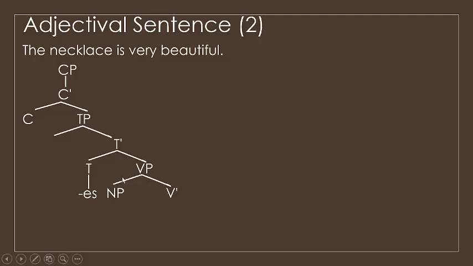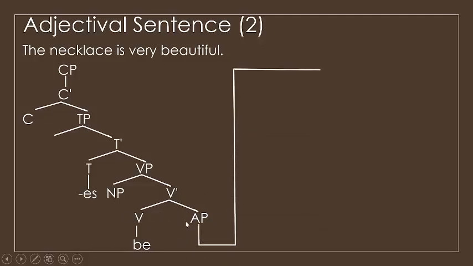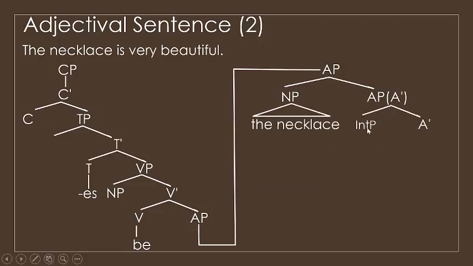And then the VP here branches into NP and V bar. And the V bar here branches into V and AP. So the adjective phrase in the necklace is very beautiful is the complement of V. The V here is B, and AP here is the complement of B. The structure of AP here can be displayed over here. This is an adjective phrase AP, and it branches into NP as a specifier and A bar, and A bar branches into intensifier phrase and A bar again. The specifier of A bar here is the necklace.